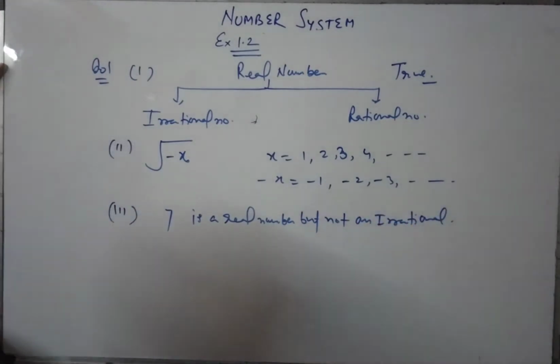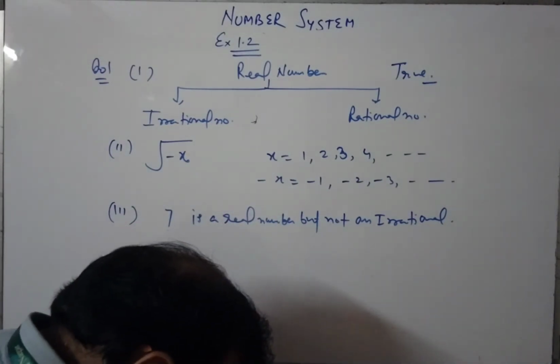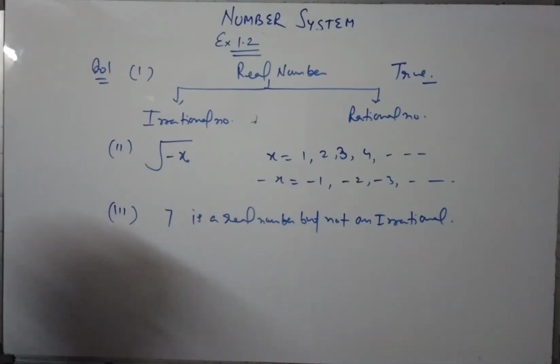Irrational numbers are those numbers which don't follow the condition of a rational number: they cannot be written in the form of p by q, and are neither a recurring decimal nor a terminating decimal. So these criteria are not followed by such numbers. So again, the third statement, that every real number is an irrational number, is the wrong one.